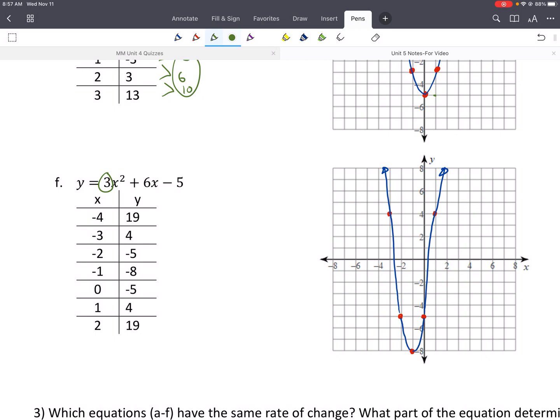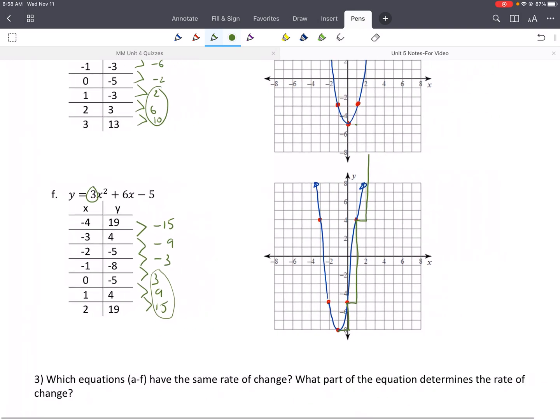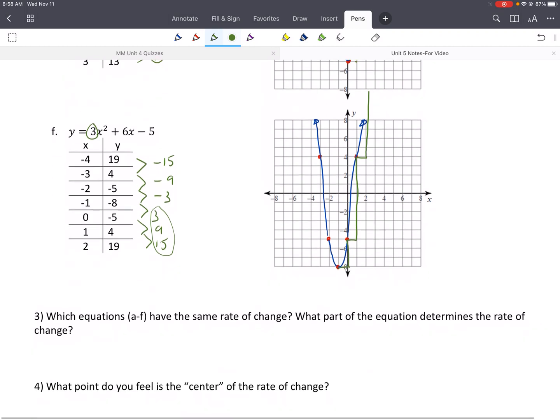So here, let's just figure this out. Here that would give us a 15, this would give us a 9, and this would give us a 3. 3, 9, and 15. Okay, so 3, 9, 15. Over 1 up 3, over 1 up 9, over 1 up 15. Okay, so it seems like there is a relationship between the growth rate and what A is. Okay, and we're going to talk about that.